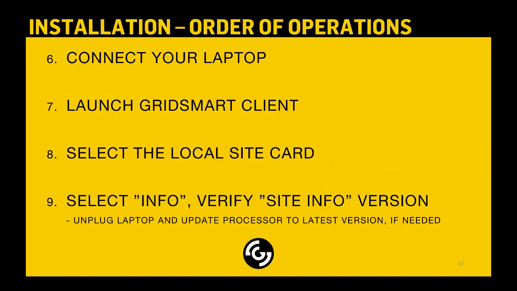So if the processor is older than the version that you downloaded and made the update stick before you went out to do the install, you'll at this point want to go ahead and update the processor to the latest version.